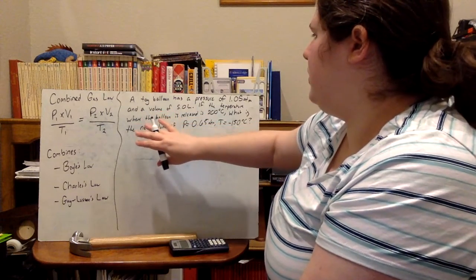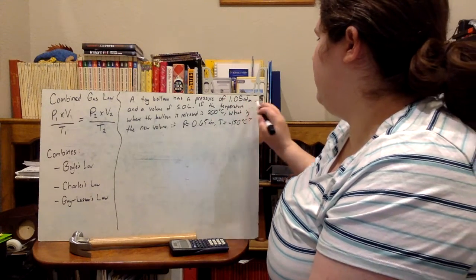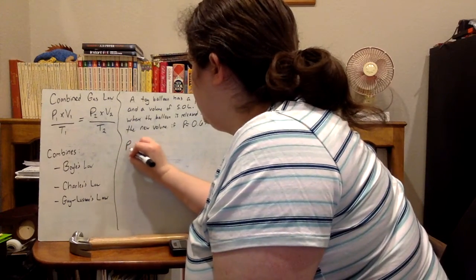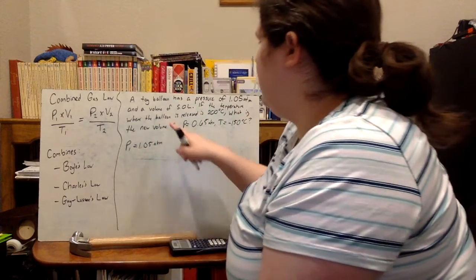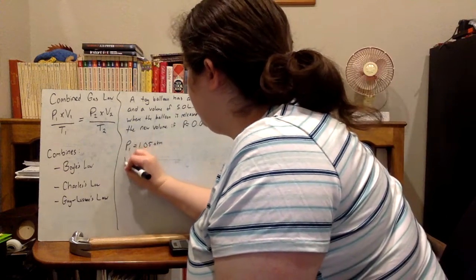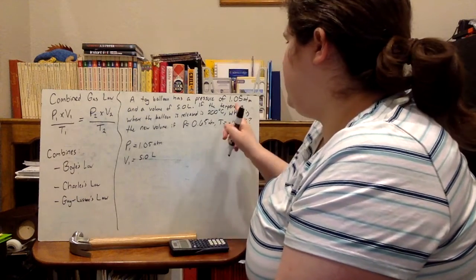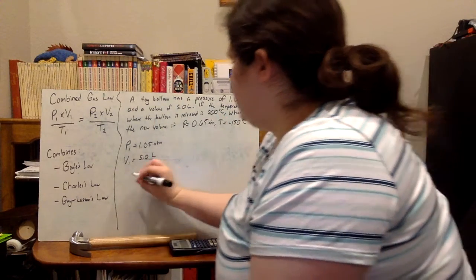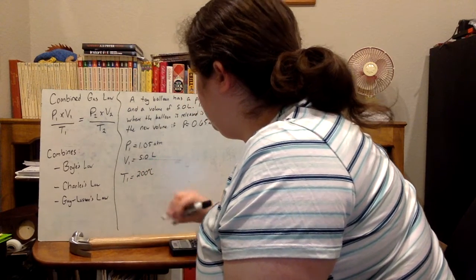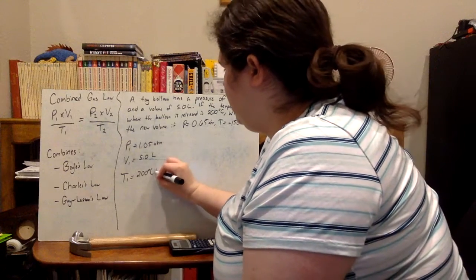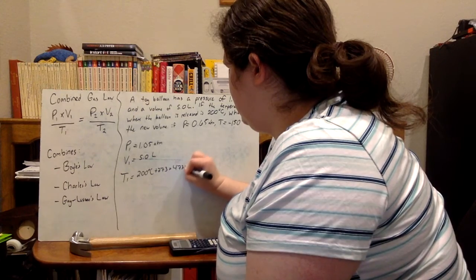Okay, so let's find all of our important information. A toy balloon has a pressure of 1.05 atmospheres, so P1 is 1.05 atmospheres, and a volume of 5 liters, so V1 equals 5.0 liters. If the temperature where the balloon is released is 200 degrees Celsius, T1 is 200 degrees Celsius. We know it needs to be in Kelvin, so let's add 273 to that. Make that 473 Kelvin.